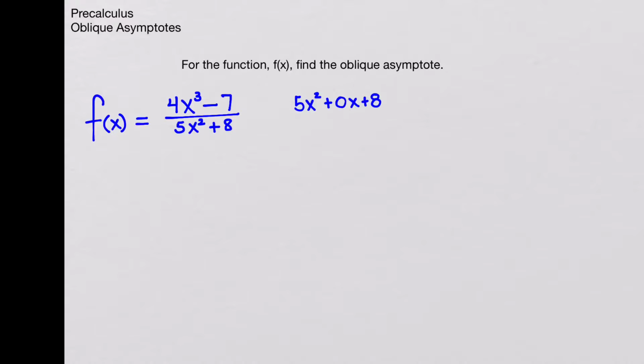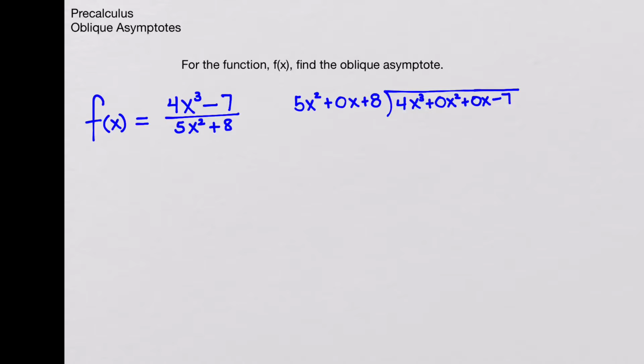Okay. And then, under the division sign, we'll have 4x cubed plus 0x squared plus 0x, and then minus 7. Okay, so now we can do our long division.